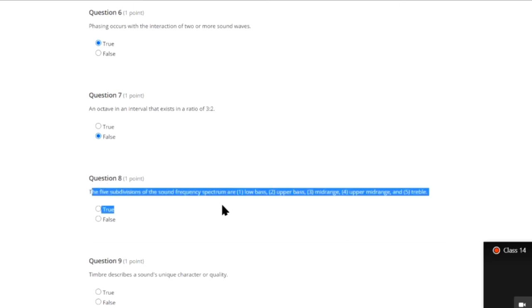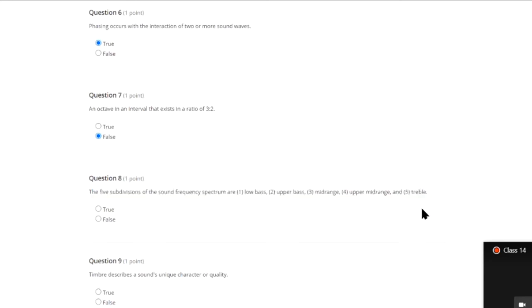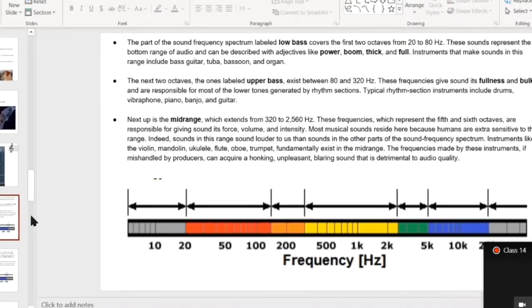The five subdivisions of the sound frequency spectrum are 1, low bass, 2, upper bass, 3, mid-range, 4, upper mid-range, and 5, treble. Music technologists have devised these regions of the sound frequency spectrum, and you might even have some version of this on your car stereo. You might have a bass, middle, and treble, or maybe you've seen equalizers on your devices. Well, this is pretty common, but in music technology, there's a few more subdivisions.